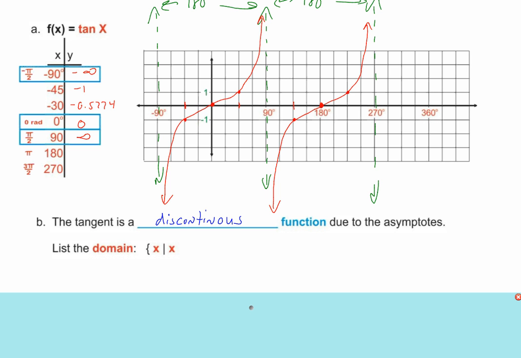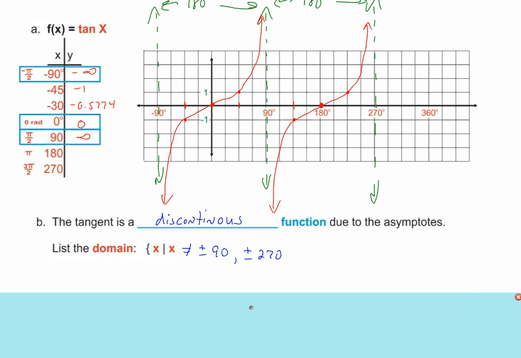Well, you got to write what x can't be. So set of all x's such that x does not equal. And then you're just going to list. And the easiest way to do it is use a plus minus and stick in 90. So x does not equal plus minus 90, comma, plus minus, what's the next one going to be? 270.